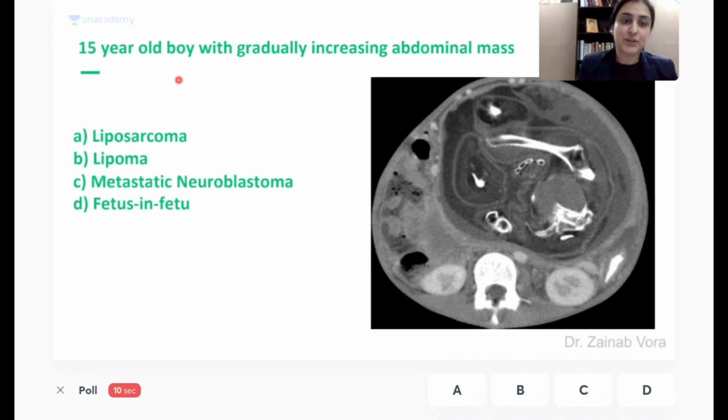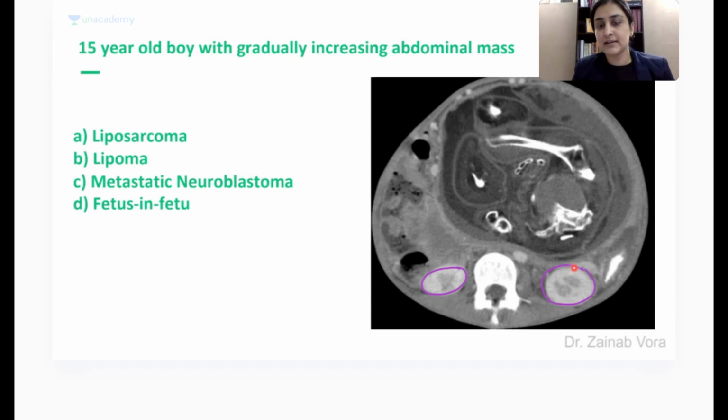So we have a 15-year-old boy who is having a gradually increasing abdominal mass. Okay, so what do we see here? Again, something similar to the mediastinal teratoma that we had seen. Do you all agree? But now, which level are we at? Are we in the chest? Are we in the abdomen? Or in the head? What cross section is this? You can all see this here.